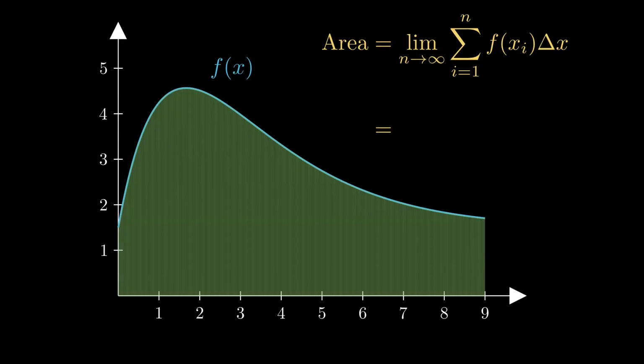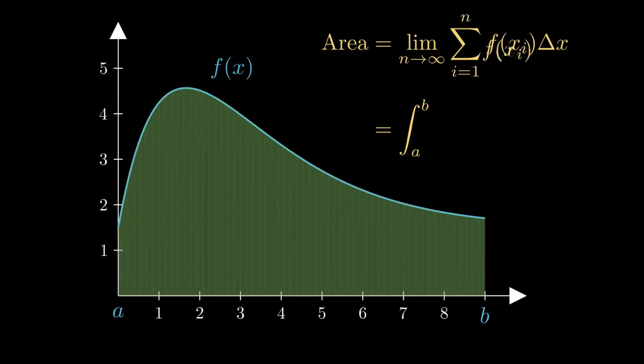The first rectangle starts from x equals 0, but we can make it more general, say it starts from x equals a. The nth rectangle ends at x equals 9. To make it general, let's call it b. We can also rewrite the summation symbol into a smooth flowing S for sum. This is the integral of f(xi).